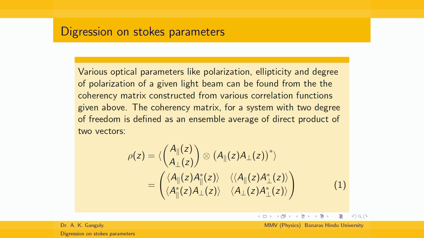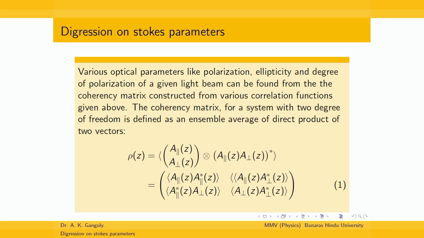The coherency matrix is the intensity in the parallel direction as the first element. There is a cross correlation between the parallel and perpendicular direction in the off diagonal elements and the intensity in the perpendicular direction of the 2 waves.